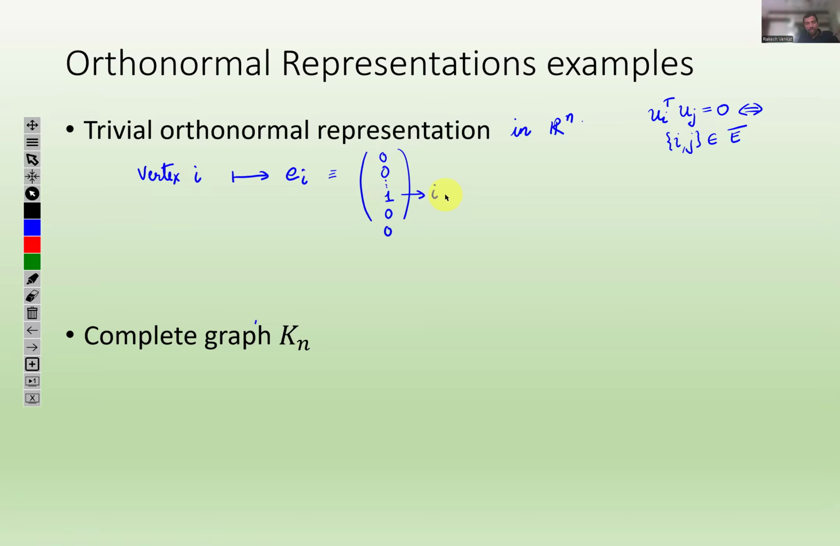So this is a trivial orthonormal representation because it's not just that the non-edges have got orthogonal vectors. Every pair of vectors is orthonormal. So it trivially satisfies the condition that we wanted to begin with, right? So this is fine. Now, is this the end of it? Why was the orthonormal representation even defined? We'll come back to this in a moment. Till then, let us come up with something for the complete graph. Can someone suggest an orthonormal representation for the complete graph that is not the trivial one?